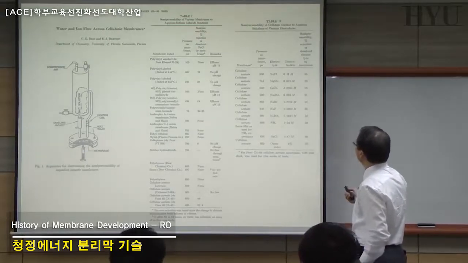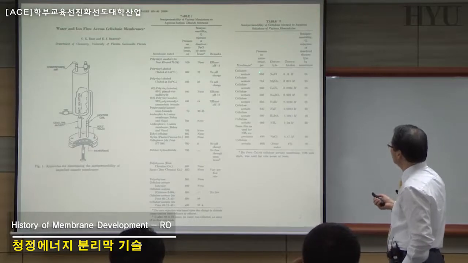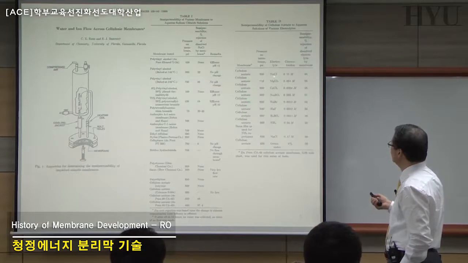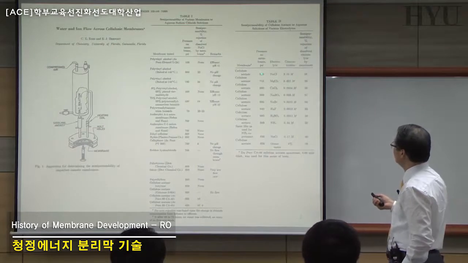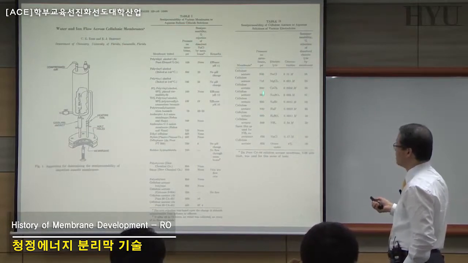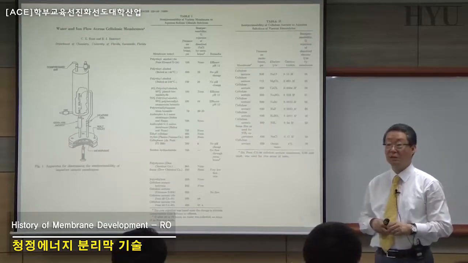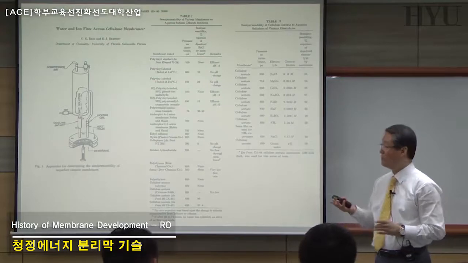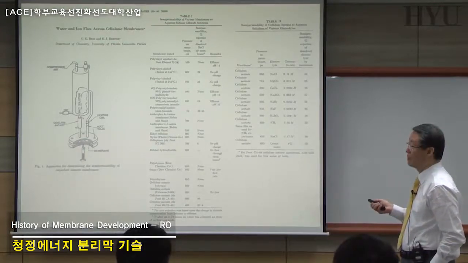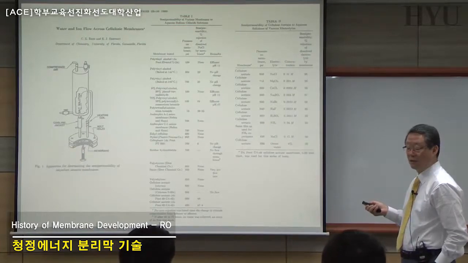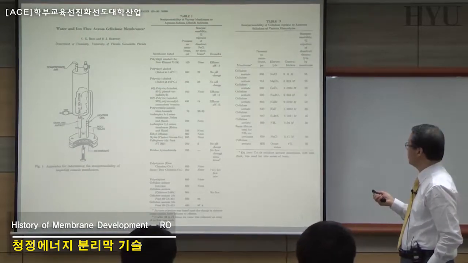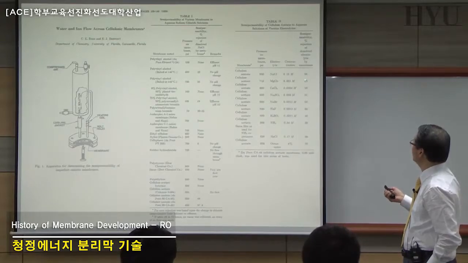Now, in the second table, they have investigated in detail the cellulose acetate with different salt solutions at this concentration, and applied a pressure of about 800 psi. 800 psi, where about 14 psi is about 1 bar. So if you divide this by 14, it's about 50 to 60 bar, right? Less than 60 bar, right? About 50 bar. Then they can get the rejection rate up to about 99%.